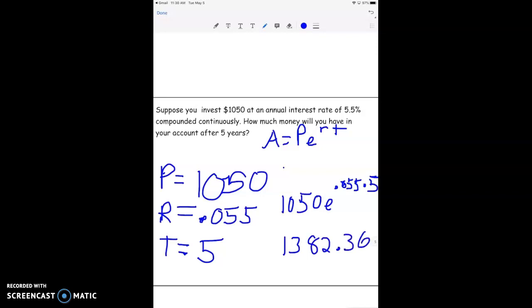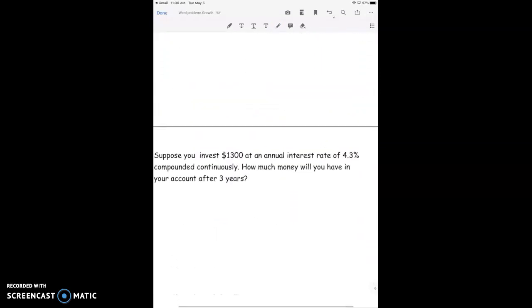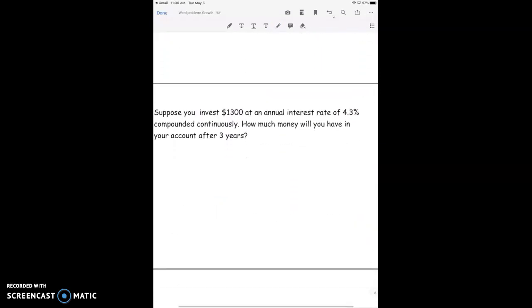It should be pretty straightforward as long as you can find your E key. You'll be all right on these. Nice simple formulas. All right, one last one. Again, we're investing. Still using PERT here, so we got our P, our E, our R, and our T. In this case, I'm just going to substitute right away in case you don't like using the list.